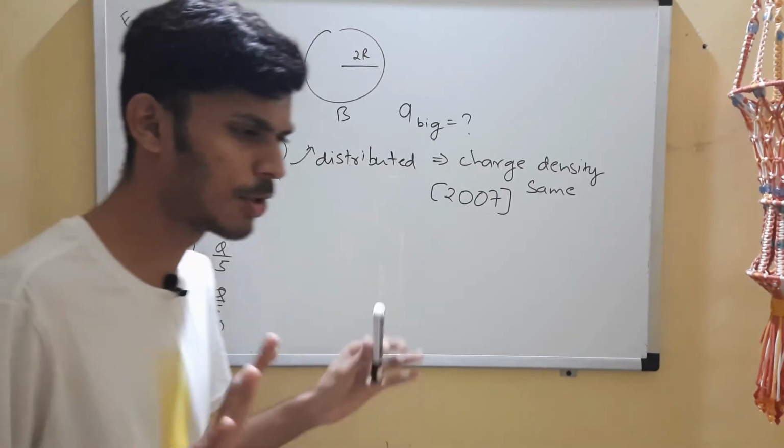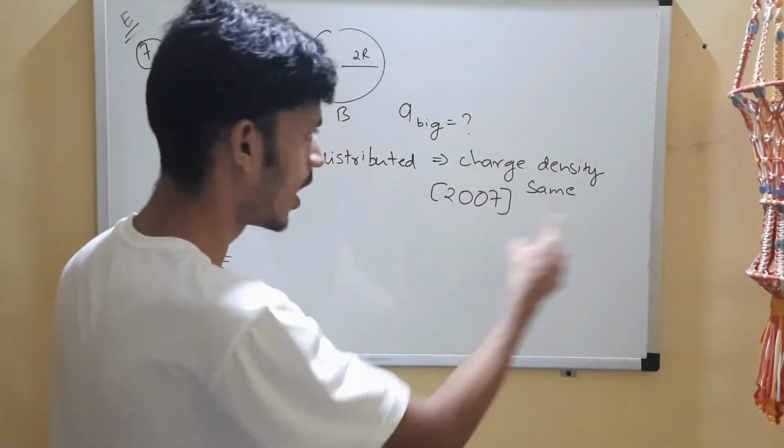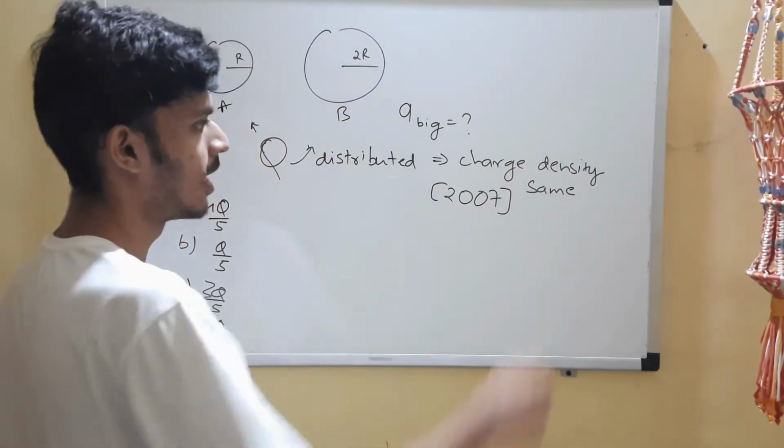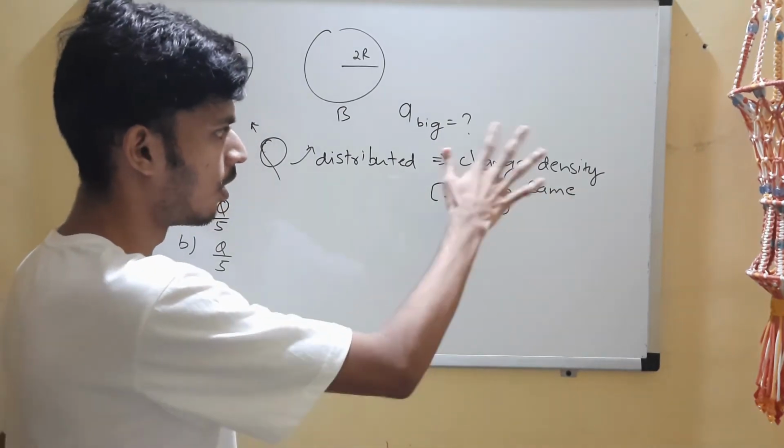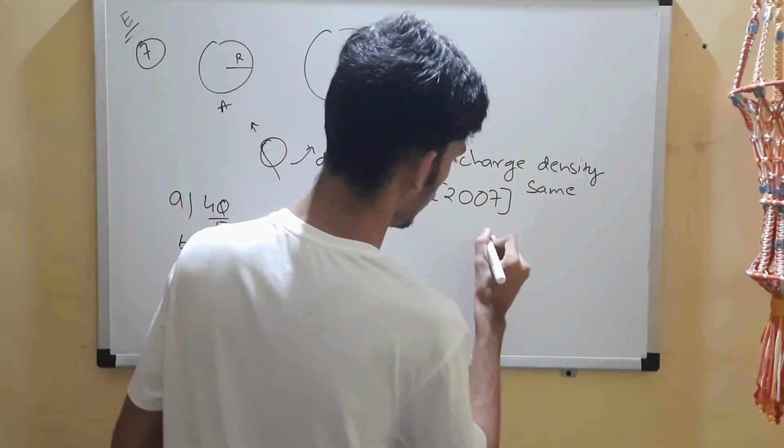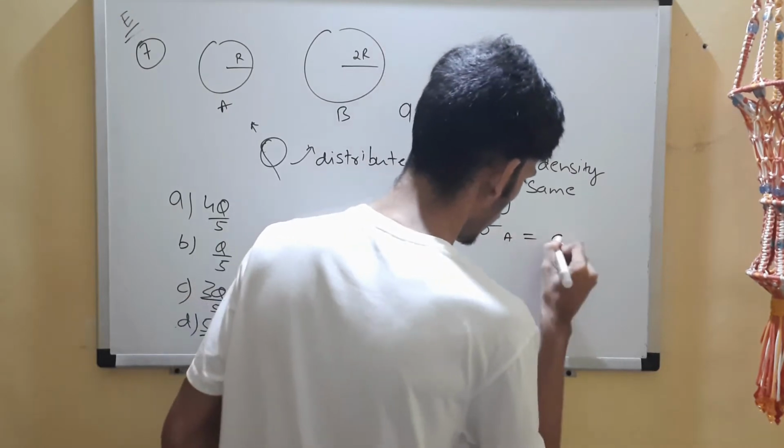So the approach is straightforward over here. We are going to exploit this data, right? Their charge densities become same. So when their charge densities become same, we can simply write sigma A equals sigma B.